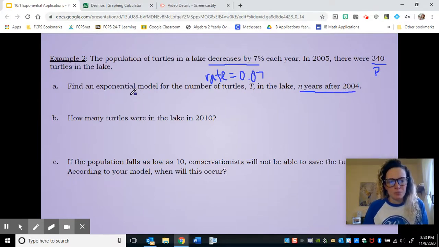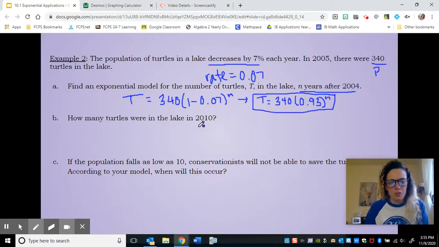So my exponential model, t equaling my primary amount of 340 turtles times, since I'm decreasing by 7% each year, I'm doing 1 minus 0.07, raised to the n. So again, just simplifying inside the parentheses, and you could have done this all in the same step.